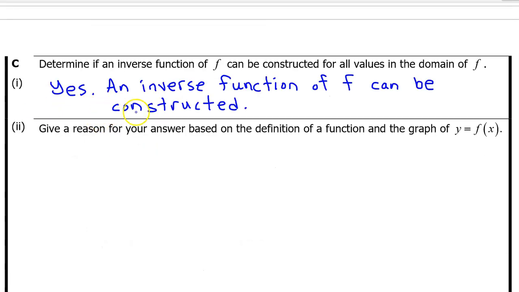The horizontal line test is good enough for Part 1 and allows us to say, yes, an inverse function of f can be constructed. However, be careful, it's not good enough for Part 2, which says give a reason for your answer based on the definition of a function and the graph of y equals f of x. For this part, it is not good enough to say that f passes the horizontal line test, nor is it good enough to say that f is a one-to-one function. So what do you say?